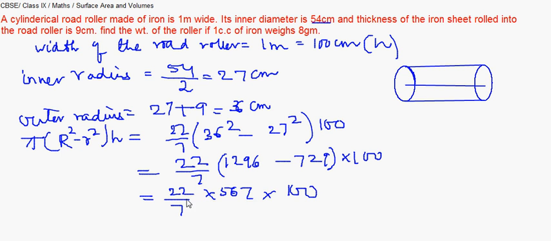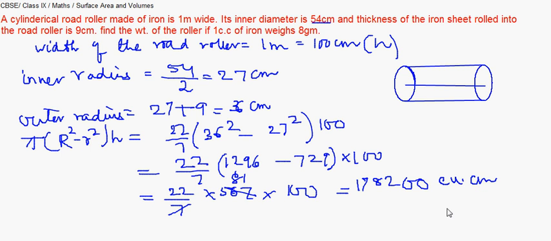567 is, I think, divisible by 81. So 81 into 22 again is... did we do it rightly? Because I'm getting it around like 22 into 81 is 178200 then. This is cubic centimeter.